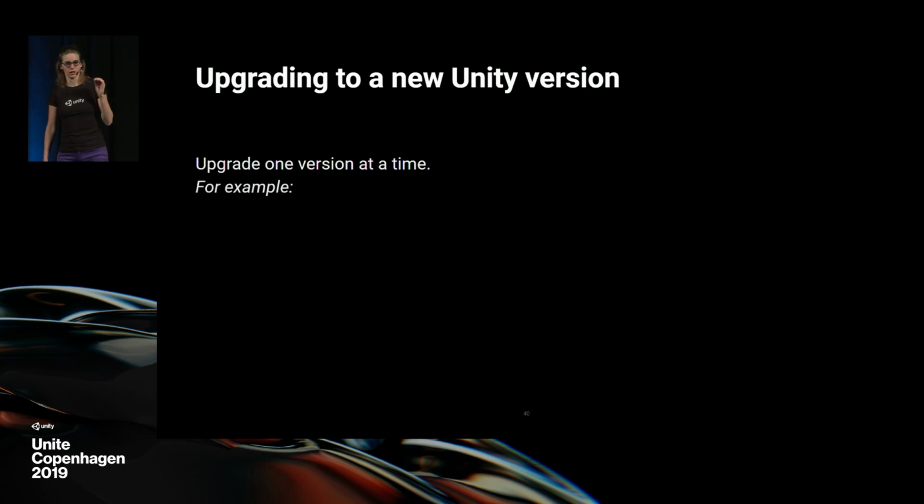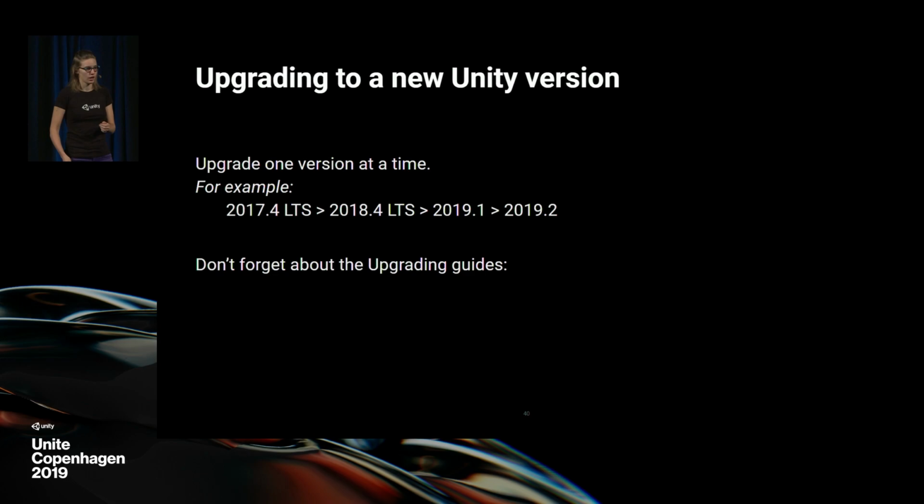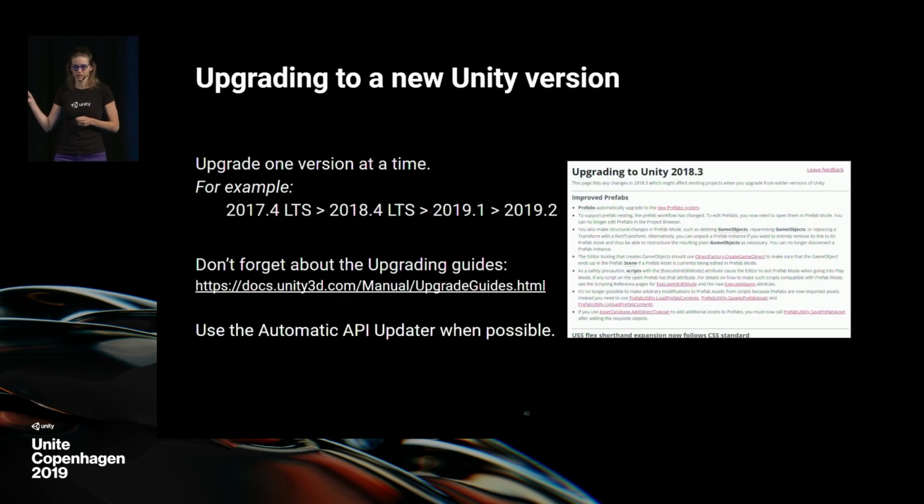My recommendation is upgrading one version at a time. For example, I'm on 17.4 LTS, and I have identified I needed to be on 19.2. I would go from LTS version to LTS version, and then I would go from one tech stream version to another tech stream version. Don't forget, in the manuals, we have upgrade guides that look like this. They will help you. And we have automatic API updater guides to also help you upgrade.